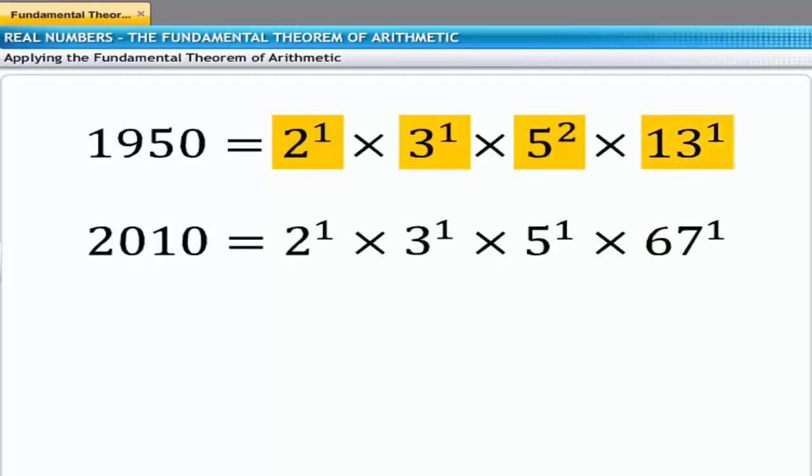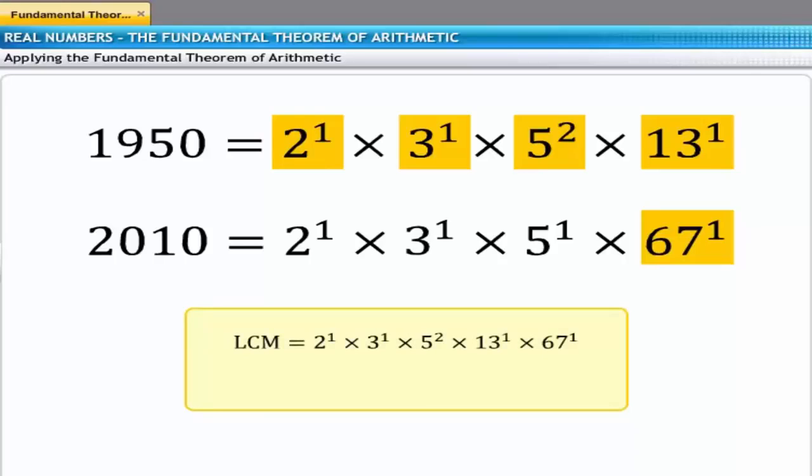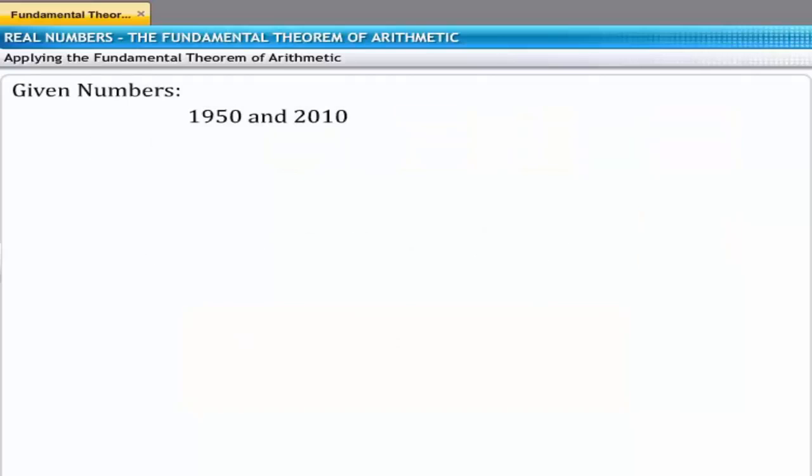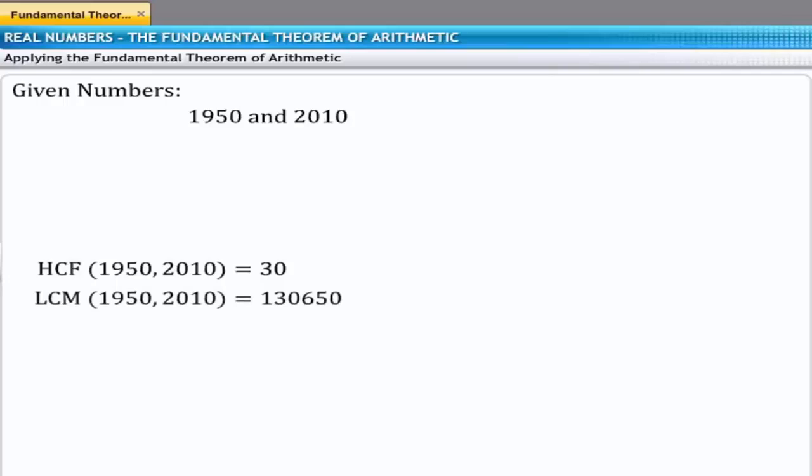The remaining prime factors 13 and 67 in the prime factorization of the two numbers appear in the power of 1 in the LCM. Thus, the LCM of the given numbers is 2 into 3 into 5 square into 13 into 67 or 1,30,650. By now, we have expressed two randomly selected numbers as products of prime numbers. We have also used their prime factorization to calculate their HCF and LCM.